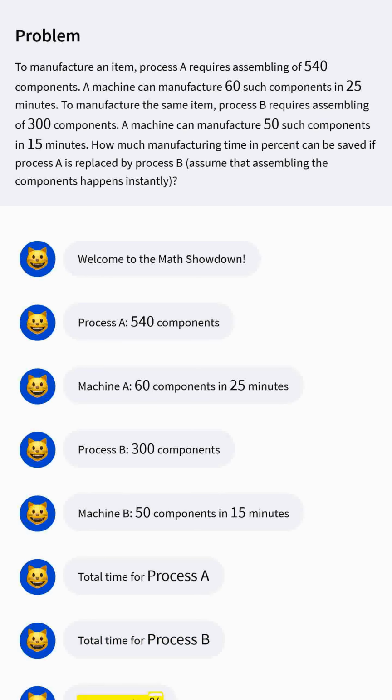Get your calculators ready. And there you have it. We've crunched the numbers and found the champion of efficiency. Remember, it's all about comparing apples to apples, or in this case, components to components. This problem flexed our ratio and efficiency muscles.